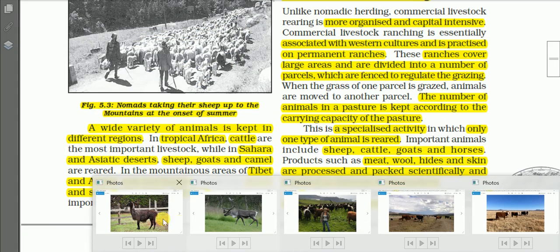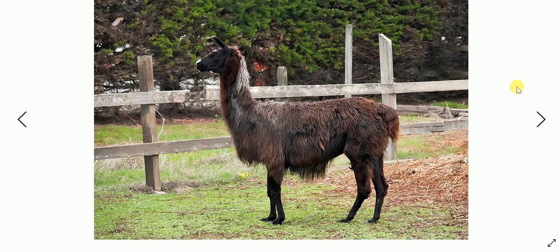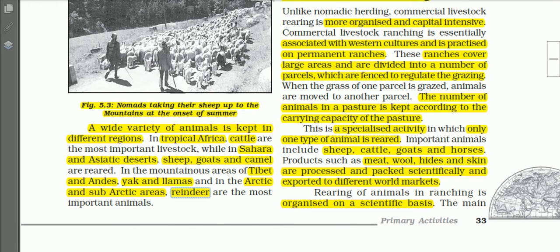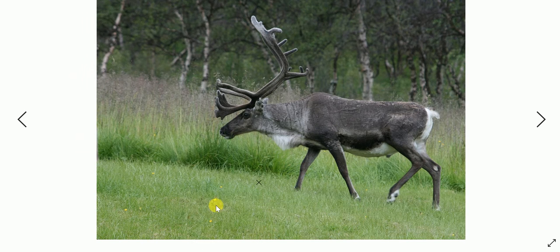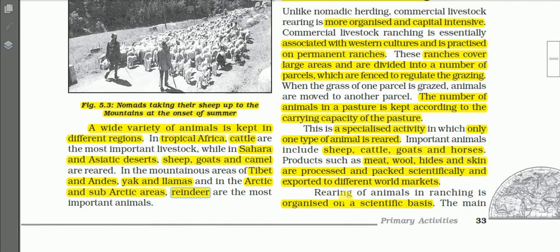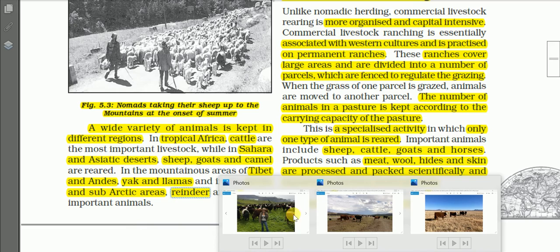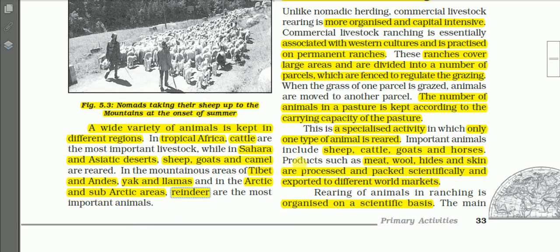Then llama. So this is a photograph showing llama. Okay, black llama, a domesticated one. And on the next page, you'll also find photographs of reindeer. So this is a photograph showing reindeer reared in the Arctic and subarctic regions. Okay, so these are the different animals reared by the nomadic herders.